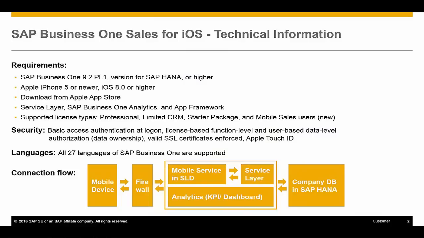For a brief overview of technical information and requirements, to use the SAP Business One Sales for iOS app, you need to run SAP Business One 9.2 Patch Level 1 version for SAP HANA or higher. You also need an Apple iPhone 5 or newer and iOS 8.0 or higher. You can simply download the app, which is available from the Apple App Store. It utilizes the service layer, SAP Business One Analytics, and the app framework. And it supports the following license types, which include Professional, Limited CRM, Starter Package, and a new mobile user specifically tailored for this app only.